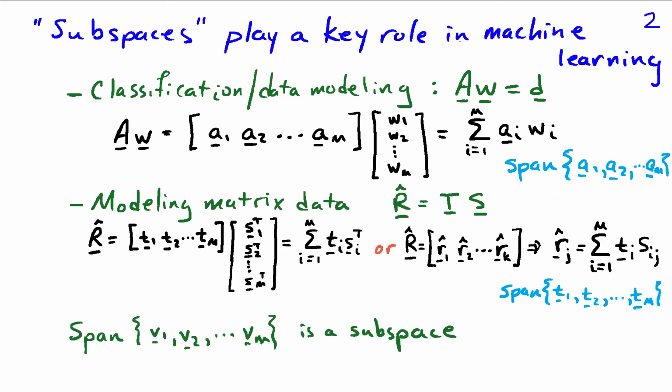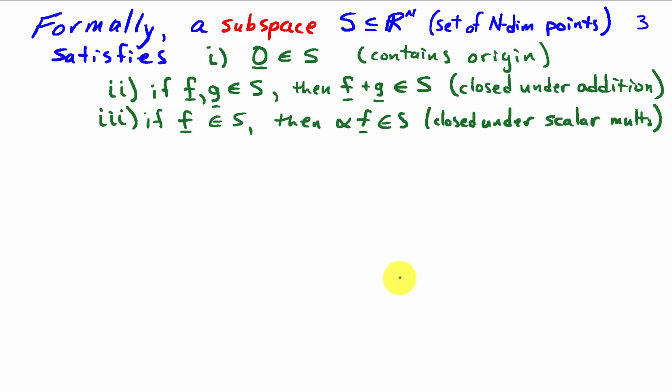The span of a set of vectors, say v1, v2 through vm, is a subspace. We'll formally define a subspace in mathematical terminology as a set of n-dimensional points S, so they lie in the space R^n, and they satisfy the following three properties. First of all, the zero vector is in this set. In other words, the origin is included in the subspace.